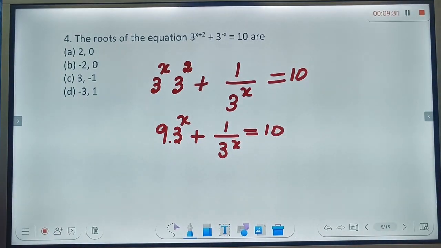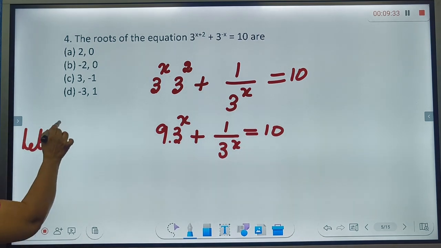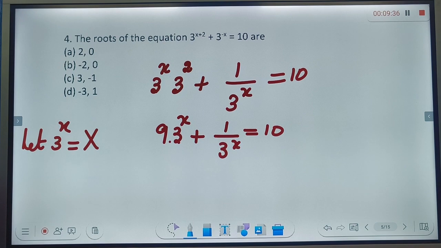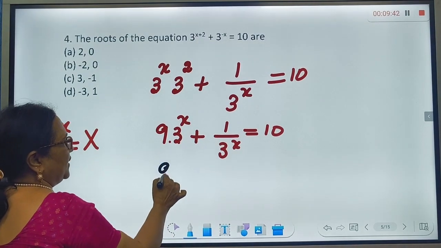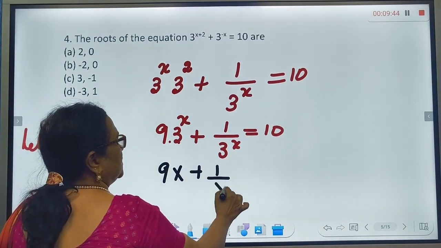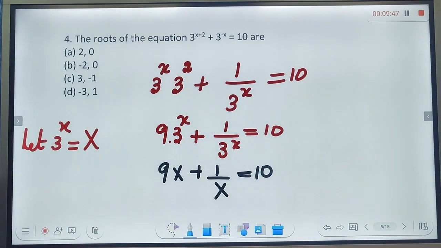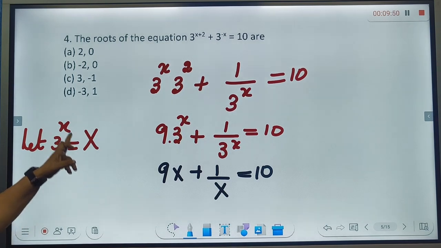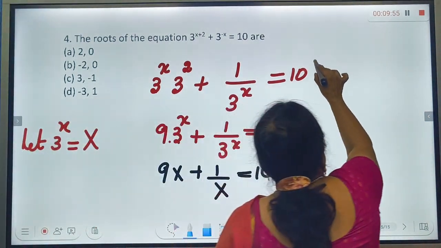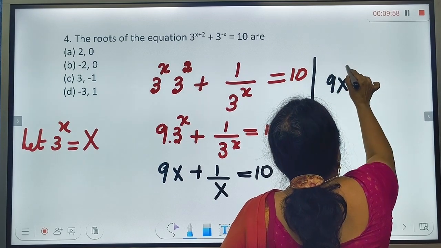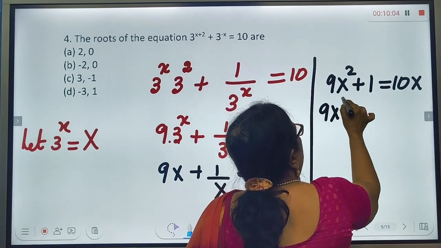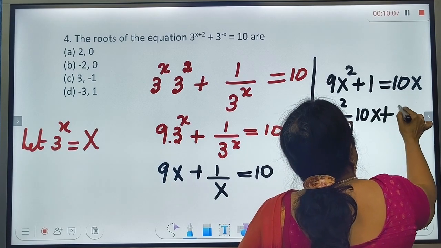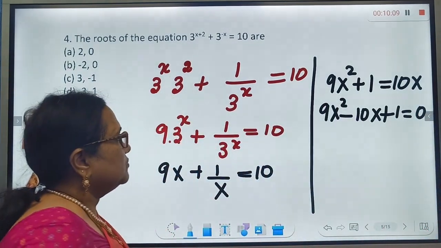Now I am going to make a substitution. Let 3 power x be capital X. Then what happens? If 3 power x is capital X, then 9X plus 1 by X equal to 10. So this is an equation which is reducible to a quadratic form. Now if I cross multiply, what will I get? 9X square plus 1 equal to 10X. So 9X square minus 10X plus 1 equal to 0.